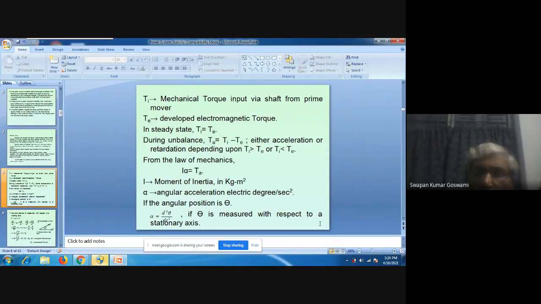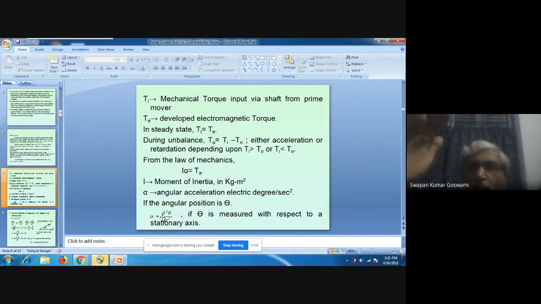Say we are measuring theta with respect to a stationary axis. When the speed is synchronous, ultimately alpha will be equal to 0, because the input and output are the same. So with respect to the measuring reference axis, the rotor is at a fixed position.